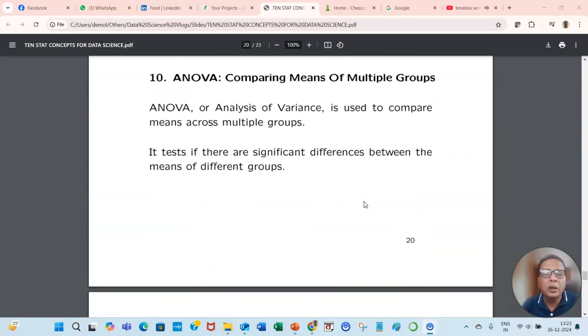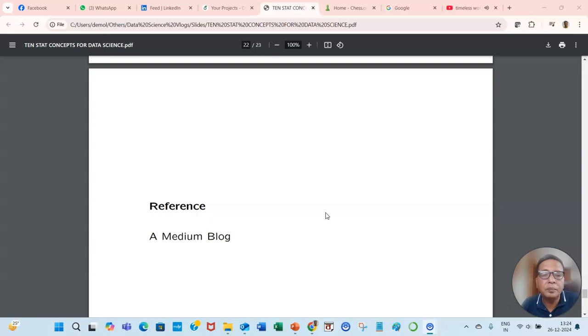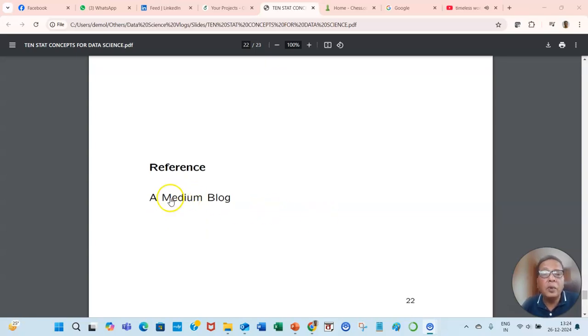Then comes ANOVA. So we have columns of data, total sum of squares equal to sum of squares within columns plus sum of squares between columns. That could be proved mathematically, and accordingly, using the degrees of freedom, we create the mean square within and mean square between, and we do an F test, mean square between by mean square within, with the corresponding degrees of freedom, and we test whether the means of the different groups or different columns are the same or not. That's the null hypothesis.